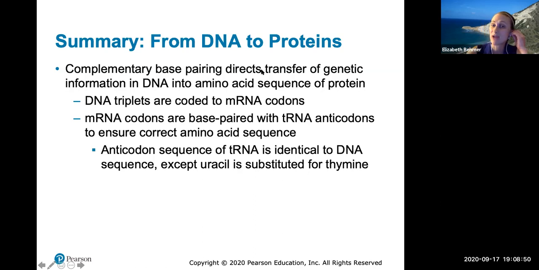Complementary base pairings direct the transfer of the genetic information in DNA into the amino acid sequence of proteins. When we talk about complementary base pairing, that means adenine with thymine, guanine with cytosine. But if we're going to RNA, the thymine gets replaced with uracil. The DNA triplets, so 3 base pairs, are coded to messenger RNA codons. And these codons are read through a ribosome. Those are base paired with tRNA anticodons. The transfer RNA is just a type of RNA that brings the amino acid to the mRNA strand within the ribosome to start creating a protein of many amino acids put together.